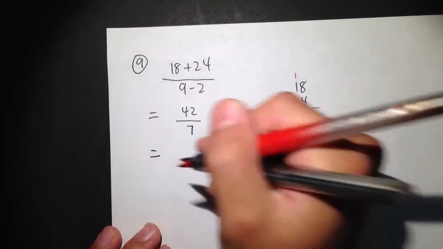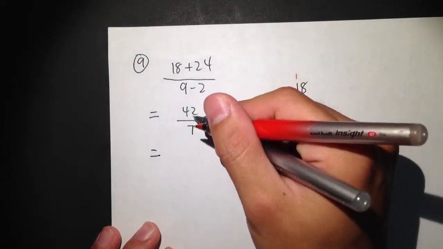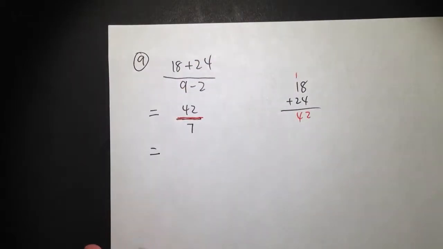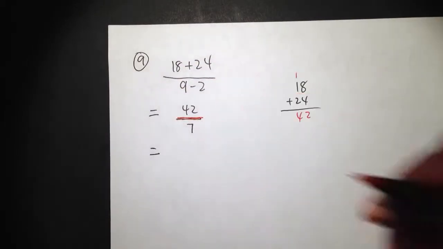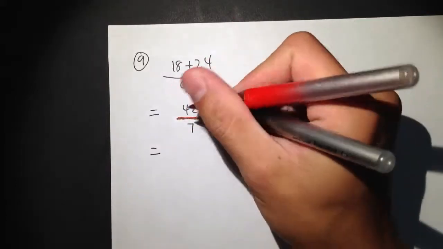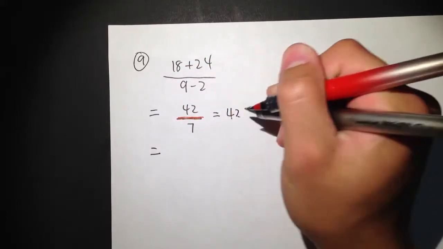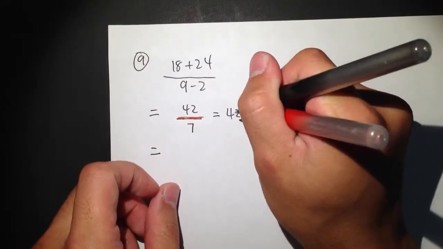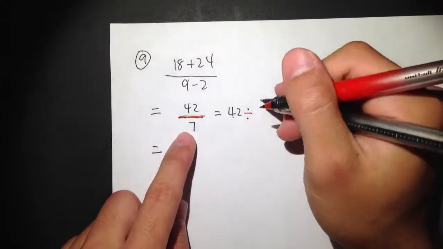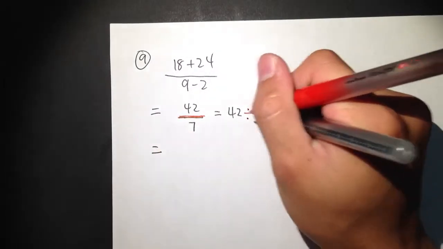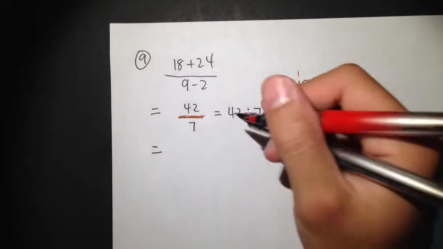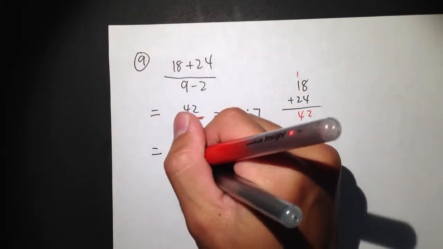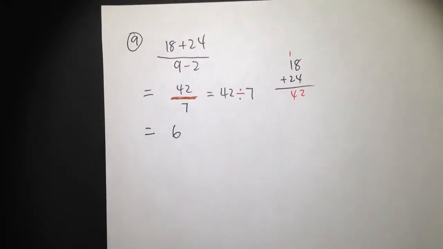Okay? And then right here, when we have a fraction like this, 42 over 7, this fraction bar is used to represent division. The top number, which is the numerator, the fraction bar is just like the division sign, and the denominator, the bottom number, is 7. So this question is the same as asking us what's 42 divided by 7. And the answer to that is 6. Okay?